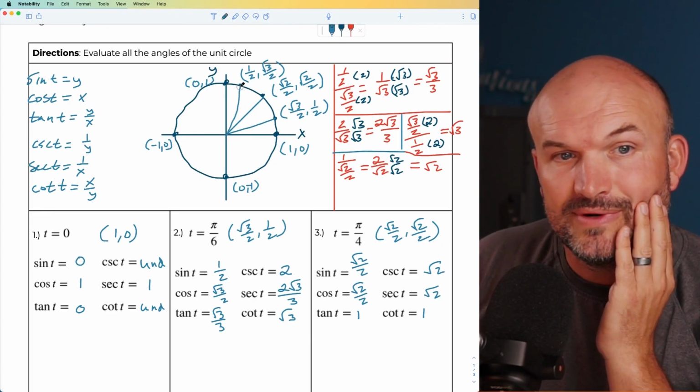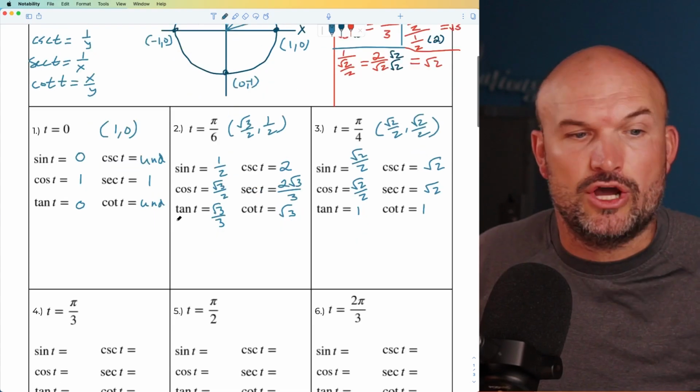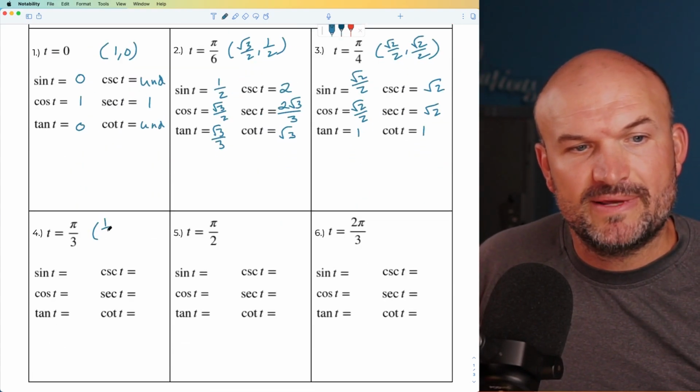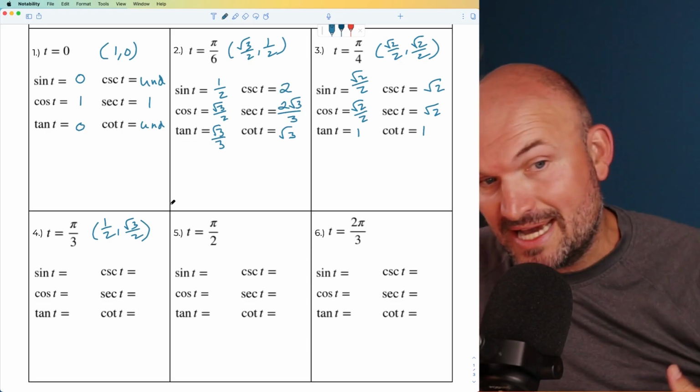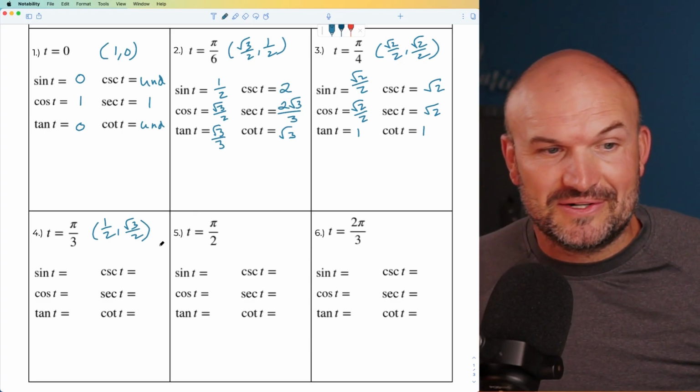And again, these are only the 3 angles, guys. I'm just going over what I need you to know at this point. So this point is going to be 1/2, comma, square root of 3 over 2, because you're not going to have the unit circle anymore. See how we're moving down? We're not going to have this unit circle any longer.